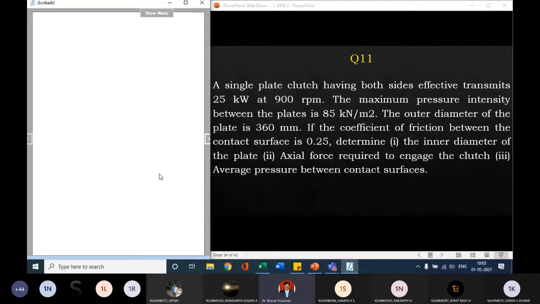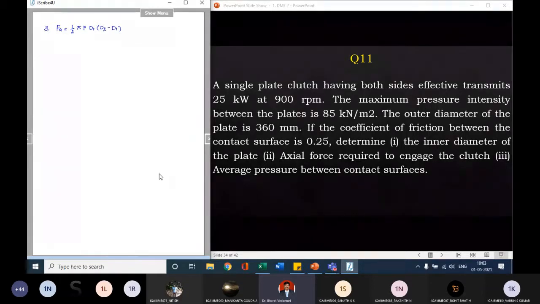Once you are done with DM, the next step will be FA. Now let me say step number 3. FA is equal to half pi P D1 (D2 minus D1).